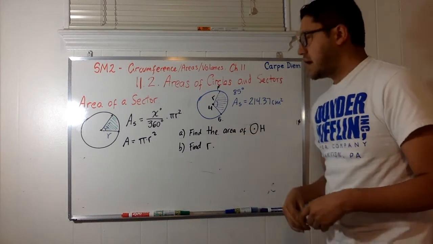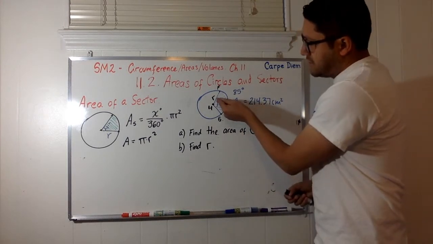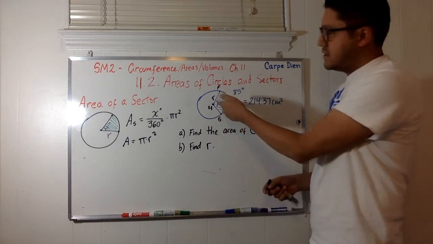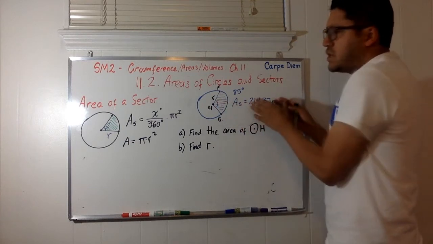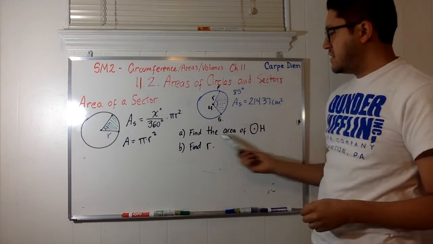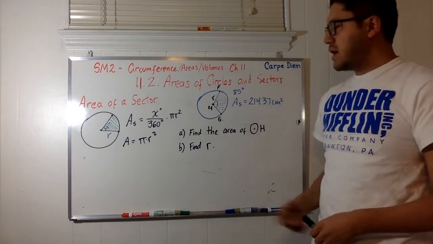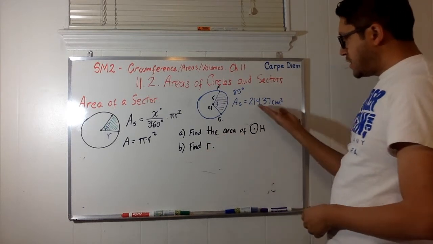But in this exercise, this is the information we are given. We have this sector that has, let's say, an angle of 85. This one is not actually 85, but anyway. This angle is 85, and we know the area of the sector. So now the question is, find the area of the whole circle. And after we find that area, we will need to find the length of the radius, okay? So let's go for it.